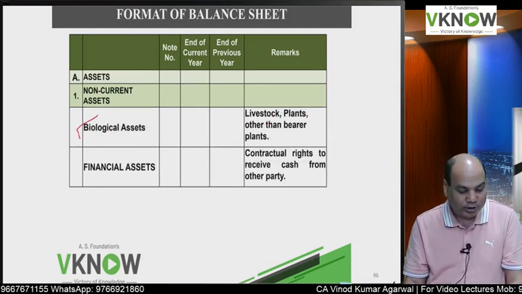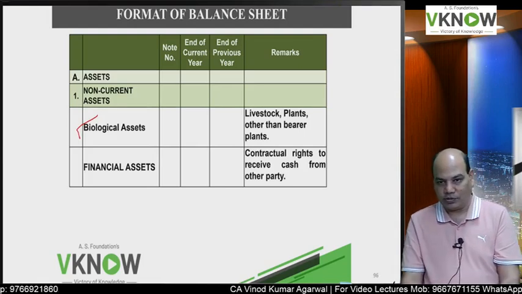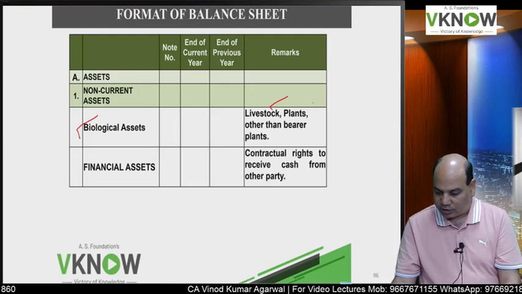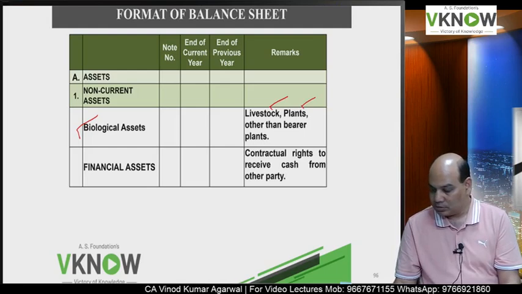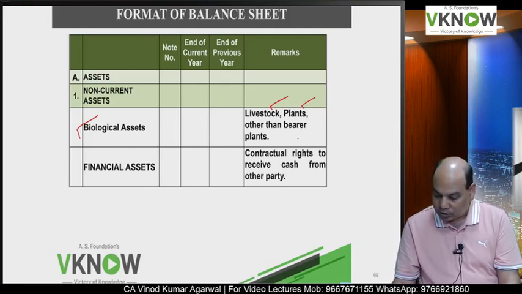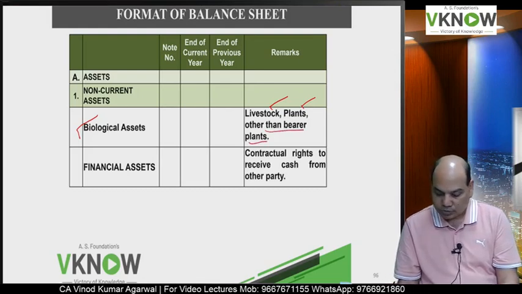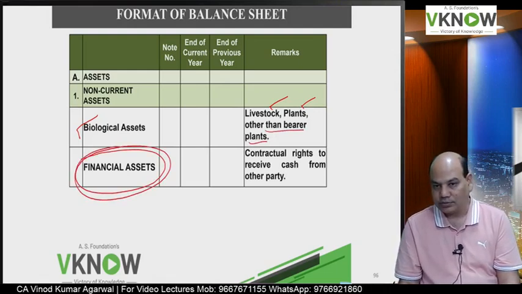One more new item for you is biological asset, Ind AS 41. Not applicable to many companies in India, but for a few companies it is still applicable, like companies having tea plants, coffee plants. Livestock will come here, and plants other than bearer plants, because bearer plants will come as a separate item under PPE.